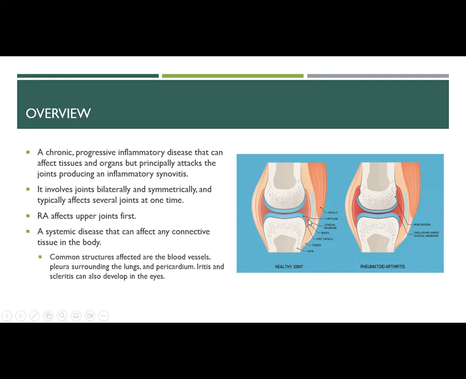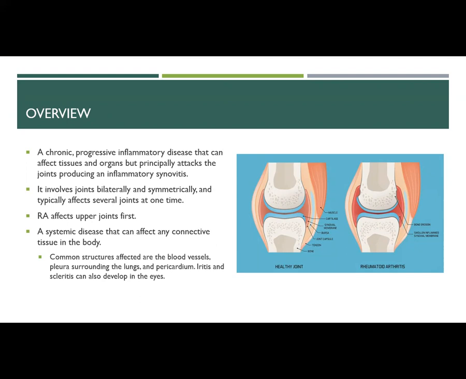It involves joints bilaterally and symmetrically. So that's important to know, especially when we get into next week talking about osteoarthritis. Rheumatoid arthritis involves joints bilaterally and symmetrically and typically affects several joints at one time. Remember, this is an autoimmune disease, so it's going to affect all of them. It's not just going to affect one area, it's going to be bilateral and symmetrical. So both your hands are going to be swelling at the same time, as opposed to just one hand like it is in osteoarthritis.